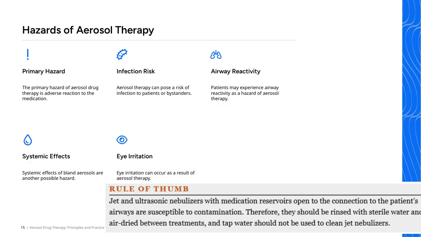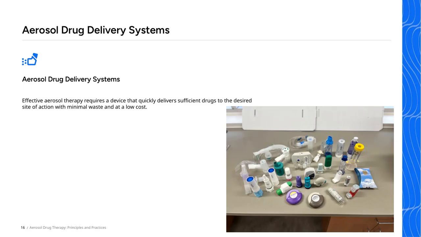Finally, the primary hazard we must always keep in mind is the possibility of adverse reactions to the medication itself. Sometimes, the medication can cause unexpected side effects or allergic reactions, so being vigilant is crucial. All these points highlight the importance of understanding and managing the risks involved with aerosol therapy to ensure safe and effective treatment. Let's talk about aerosol drug delivery systems.